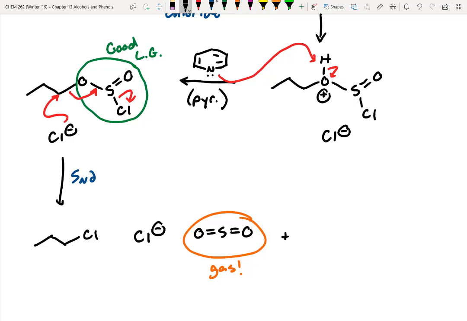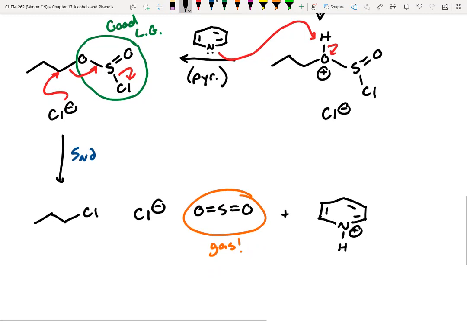And then our countercation in this case is going to be our protonated pyridine. So we should account for that if we want to include all of our byproducts for this reaction. Does that make sense? I know it's kind of complicated, but in general, if you have a leaving group that falls off and becomes a gas, that is a phenomenally good leaving group. That's the power of this reaction, is that gas formation.